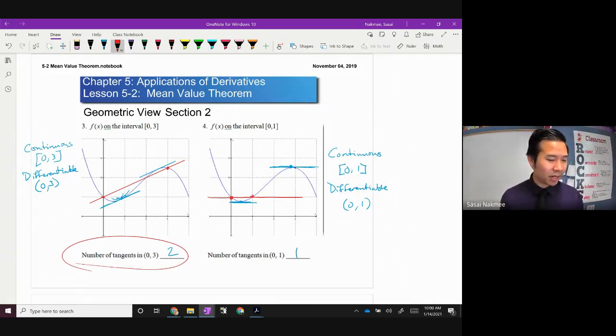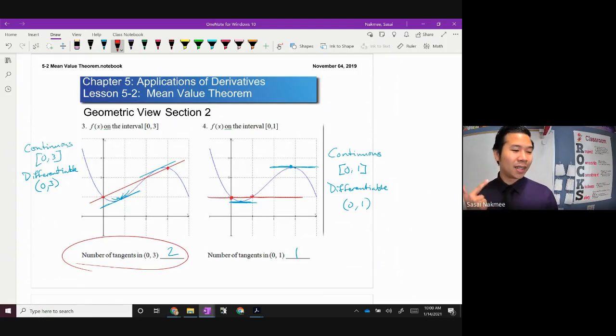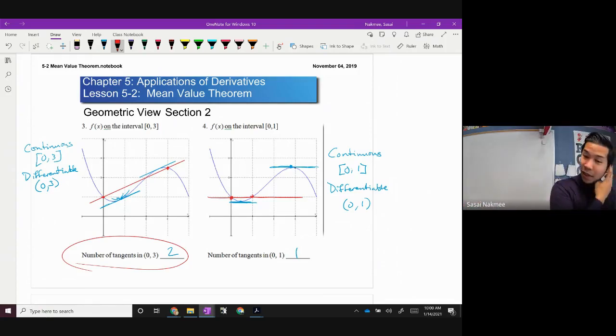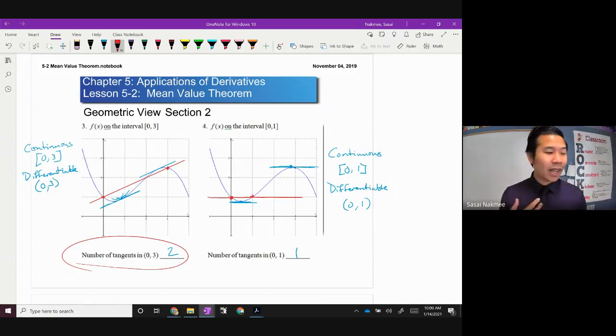He's saying they don't have tangents. Be careful with the word they. Which ones don't have tangents? That's what I want. 2, 5, and 10. Yeah, the ones that are not both continuous and differentiable, right? The ones that are continuous and differentiable have a tangent line that's parallel to the secant line.